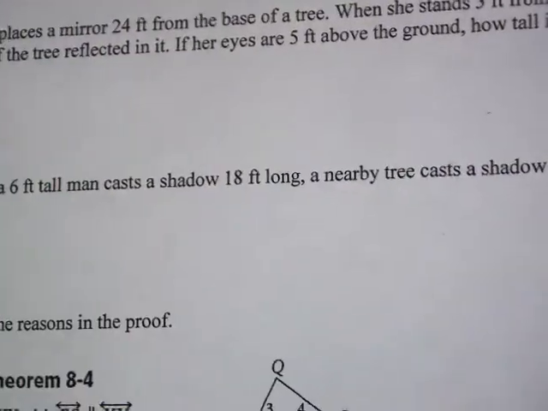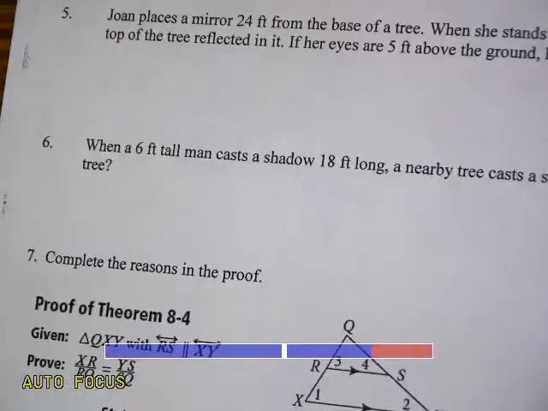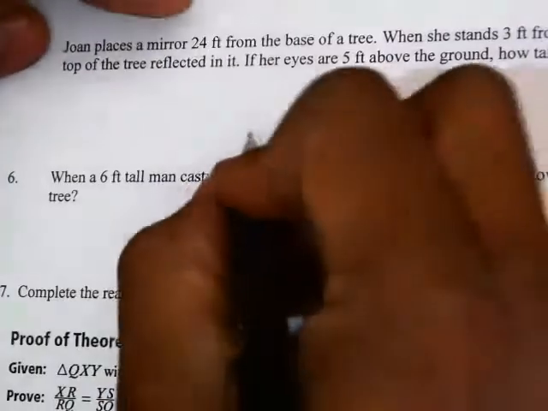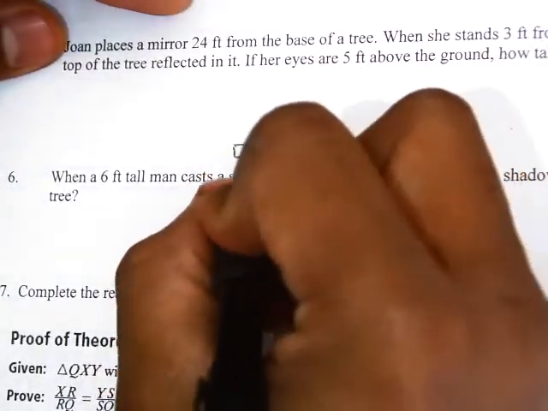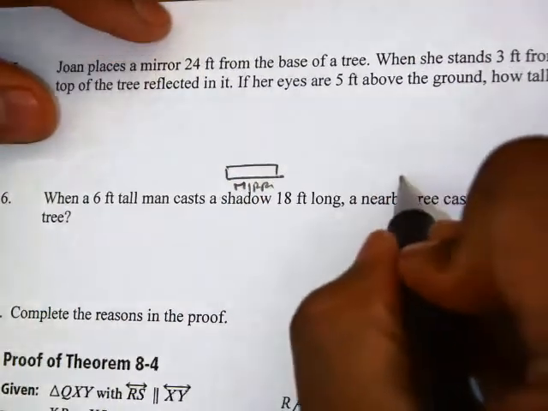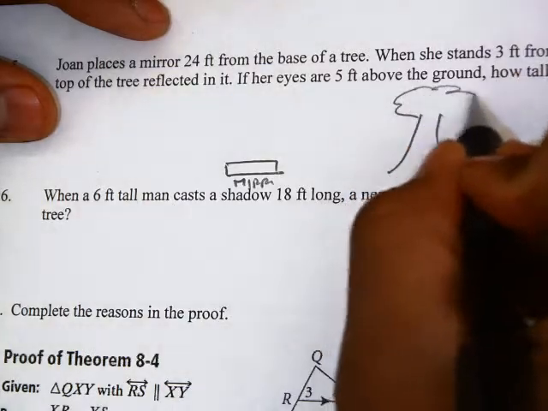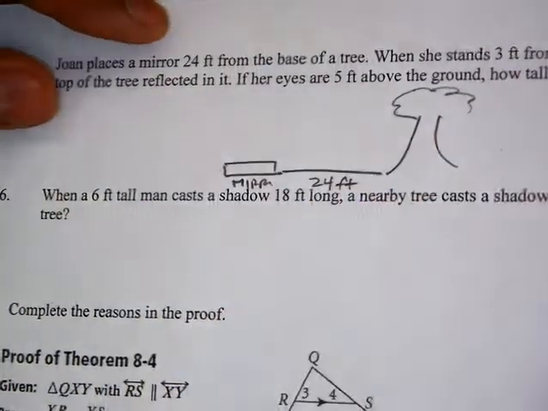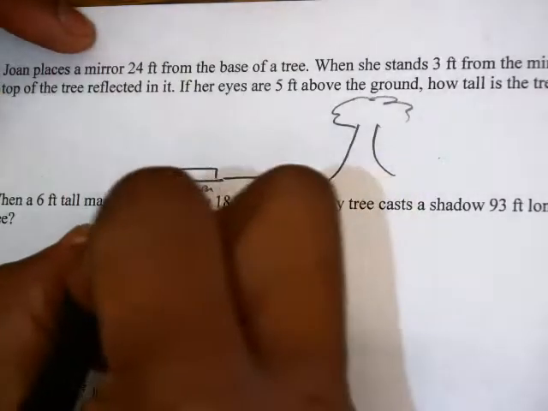On the back are some word problems. So Joan places a mirror 24 feet, here's the mirror, from the base of a tree. So here's a tree. And the mirror is 24 feet from the tree. She stands 3 feet from the mirror on this other side.